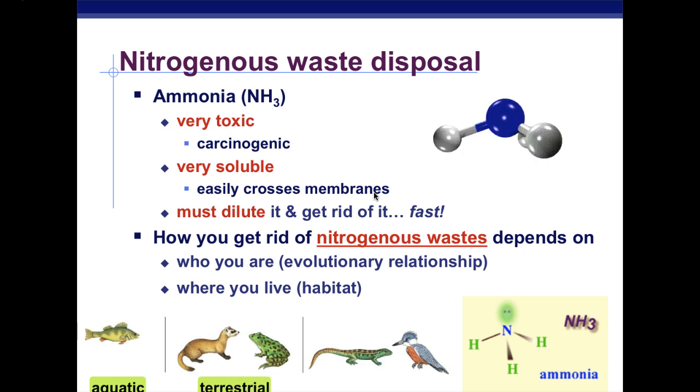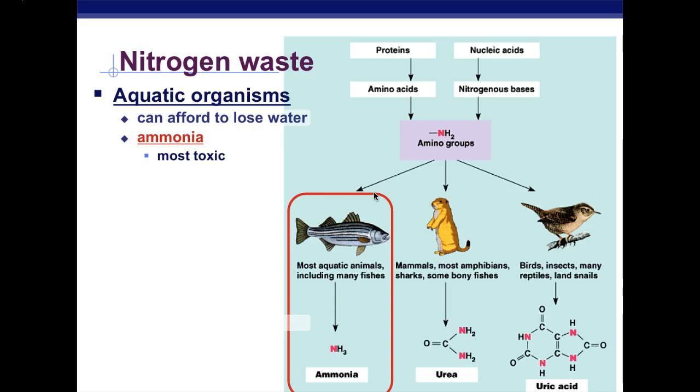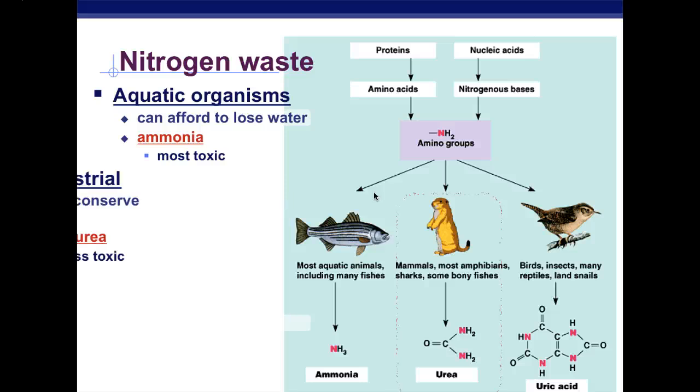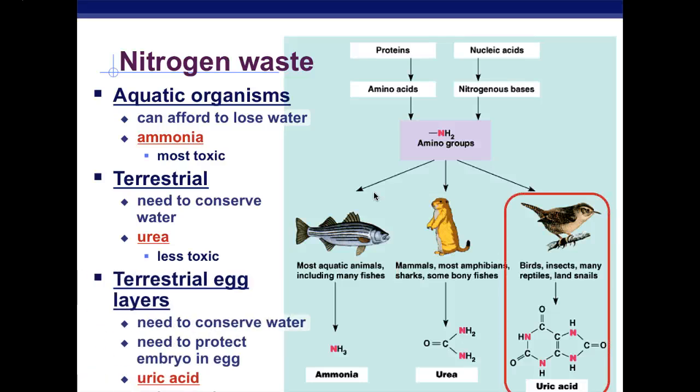So whether you're aquatic or terrestrial or an egg layer. So nitrogenous waste for aquatic organisms, because they're surrounded by water, they can afford to lose lots of water. So simply we take the ammonia, dilute it with lots of water, and excrete it through the skin of the fish. Terrestrial organisms, we need to conserve water. So what we do is we convert that ammonia to a substance called urea, which is far less toxic than ammonia, and we still dilute it with a little bit of water.